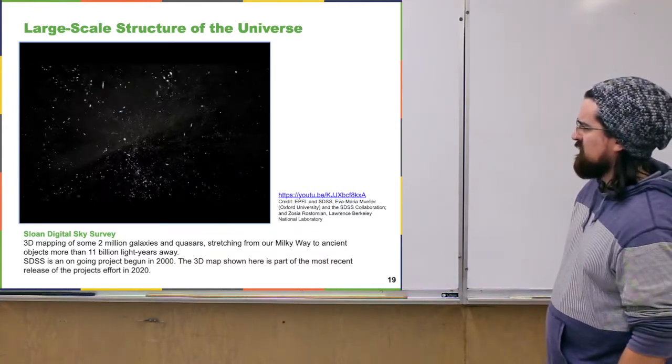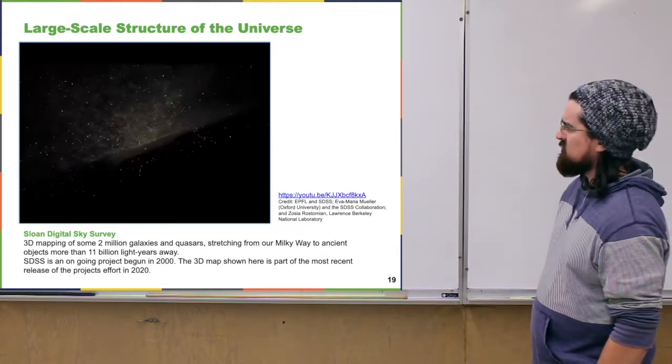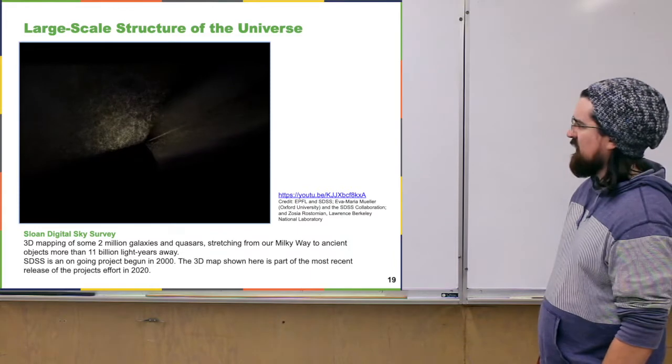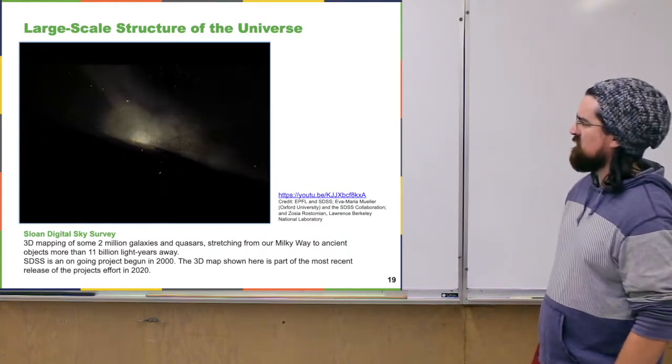A quick zoom out. Galaxies and galaxies. There's something like 2 million galaxies and quasars that have been mapped by this project at this point.